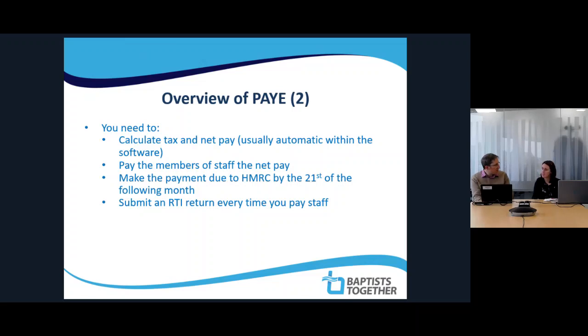And that's usually done automatically within your software? Again, within the software. This is why the software is so good, that you generally just click on a button and it brings it up, you double check it and you press a button and it usually goes straight through to HMRC electronically. It used to be that you might have to send a check or send a form off to them, but it's all done electronically now and you can just pay them straight into their bank account, like I say, by the 21st of the following month.